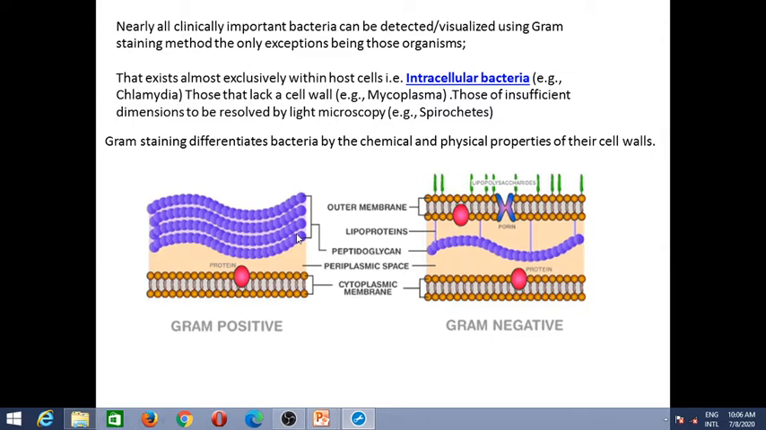So this composition is mainly responsible for the differentiation. Another important point is the outer membrane. It is a lipid bilayer, so the lipid content in gram negative bacteria is more as compared to gram positive.